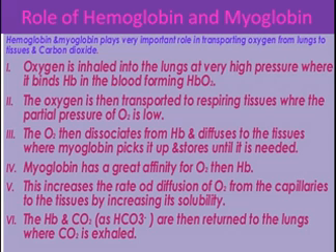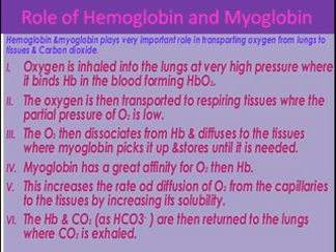So next one is the role of hemoglobin and myoglobin. Hemoglobin and myoglobin both play an important role in transporting oxygen from the lungs to the tissues, and carbon dioxide. Oxygen is firstly inhaled into the lungs, and in the lungs there is a very high partial pressure where it binds with the hemoglobin, forming oxyhemoglobin.